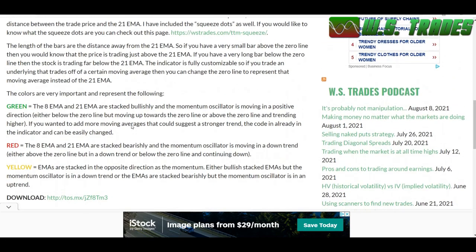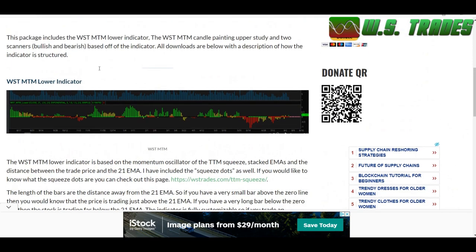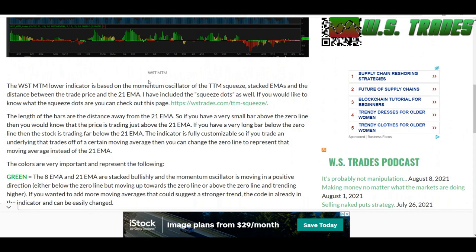So let me scroll back up to the top and read off a little bit of what the indicator actually does. So the lower indicator is based off of the momentum oscillator, which is just like the TTM squeeze oscillator. It's also based off of stacked exponential moving averages and the distance between the trade price and the 21 EMA. And it's also got these squeeze dots from the TTM squeeze indicator.